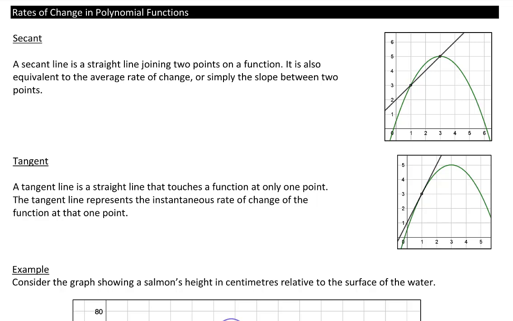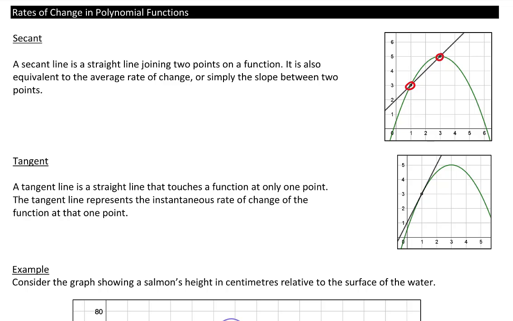So now let's look at rates of change in polynomial functions. Recall that a secant line is a straight line joining 2 points on a function. This line hits 2 points on this parabola and is considered a secant line. The slope of a secant line is equivalent to the average rate of change.